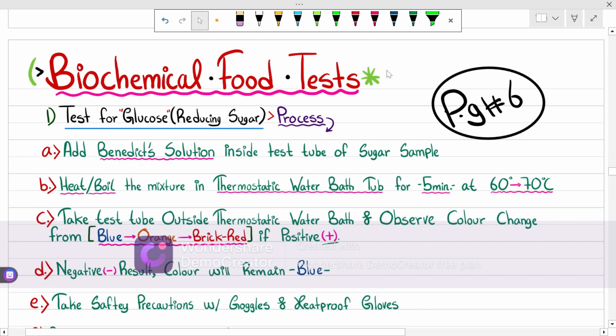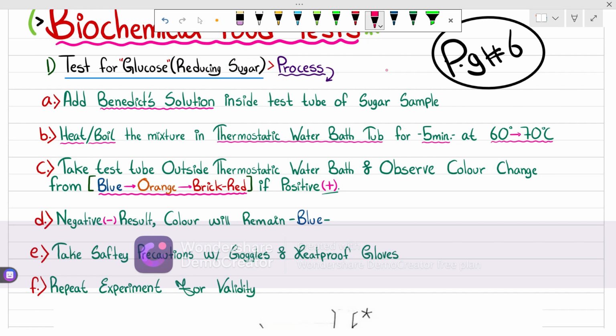All right. Now is the introduction to biochemical food tests. We have more than 4 biochemical food tests in our syllabus. The first one is the test for glucose, the reducing sugar test. We're going to take the steps for each test, and usually the questions come around for 4 to 6 marks. So you must memorize all the steps and always include these last 2 steps in all experiments in paper 4 and paper 6. Take safety precautions with goggles and heat-proof gloves.